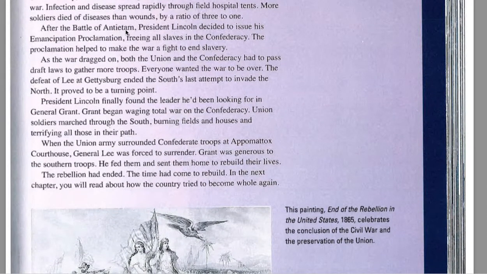After the Battle of Antietam, President Lincoln decided to issue his Emancipation Proclamation, freeing all enslaved people in the Confederacy. The proclamation helped to make the war a fight to end slavery. So really, the Civil War was a fight to end slavery, and in the middle of the Civil War, President Lincoln makes the Emancipation Proclamation, freeing all enslaved people.